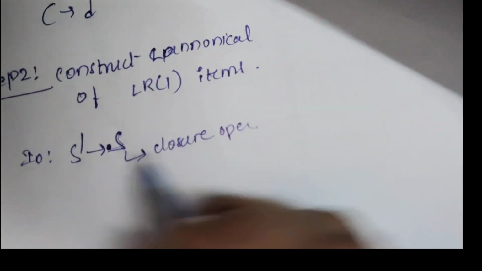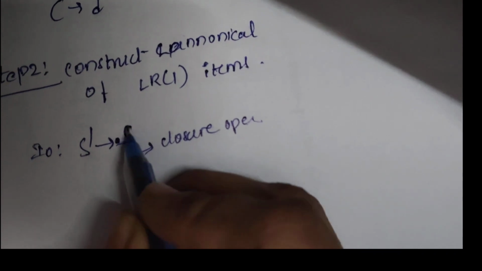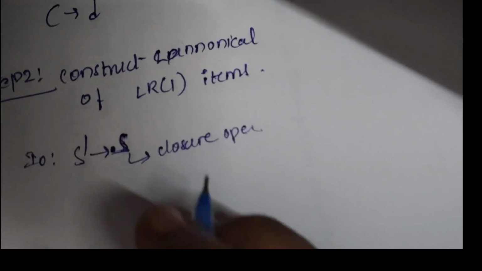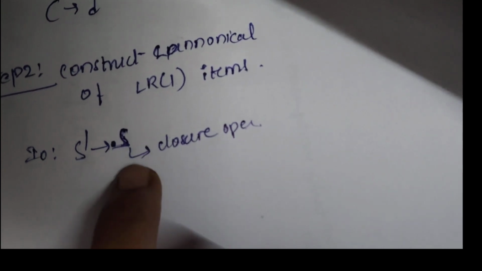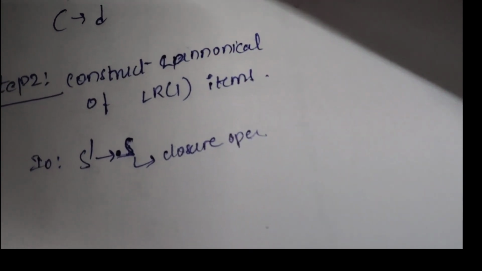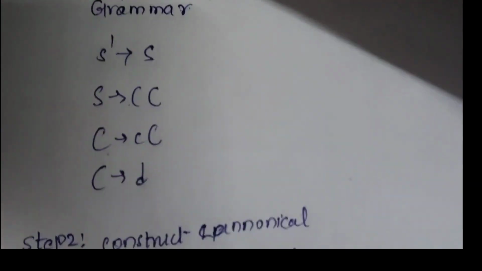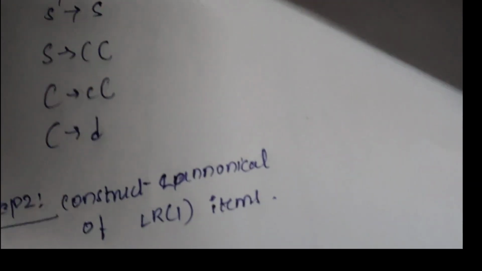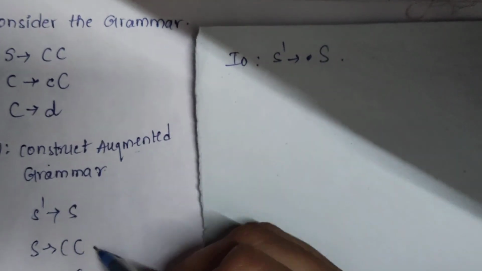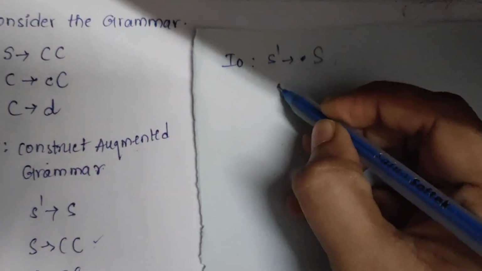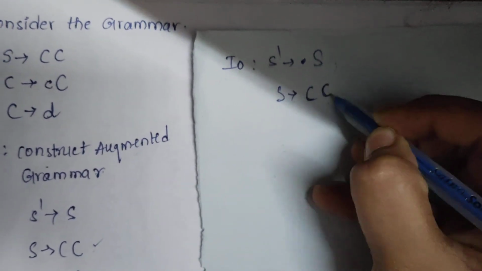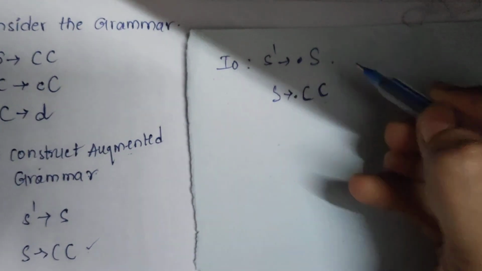So closure operation means what? For the non-terminal following the dot, we need to write all its productions. The dot is followed by capital S, right? So we need to write the S productions with the dot before them. What are the S productions? These are the S productions. We have only one S production: capital S produces capital C capital C. So we just need to keep the dot before it.